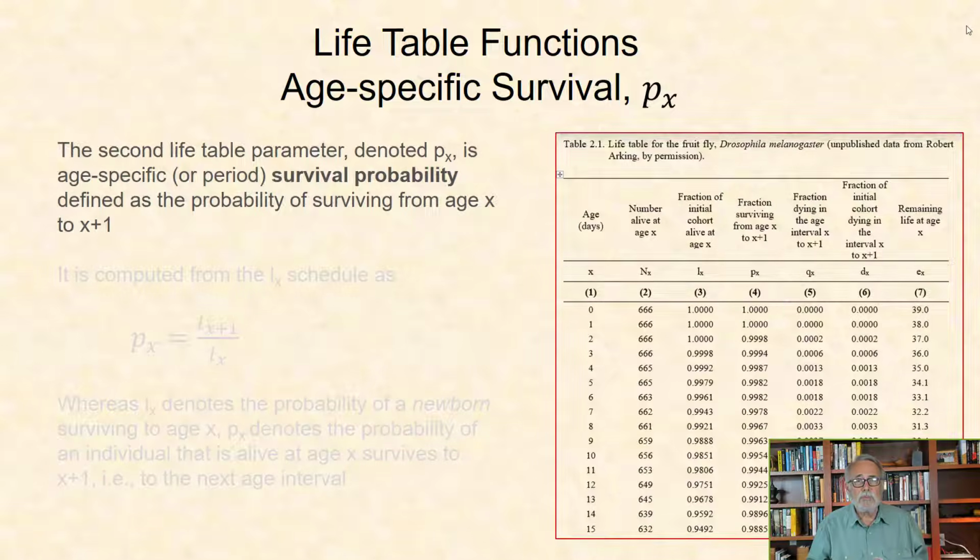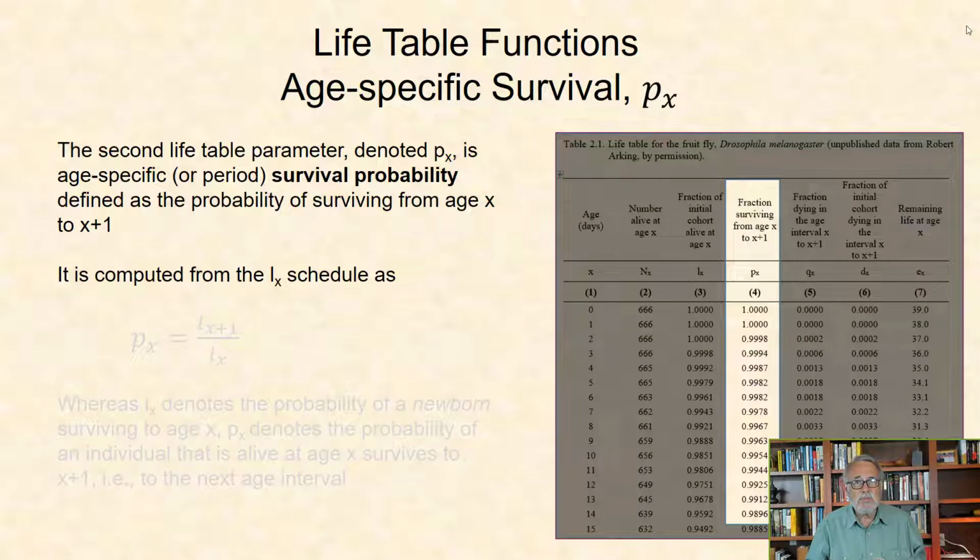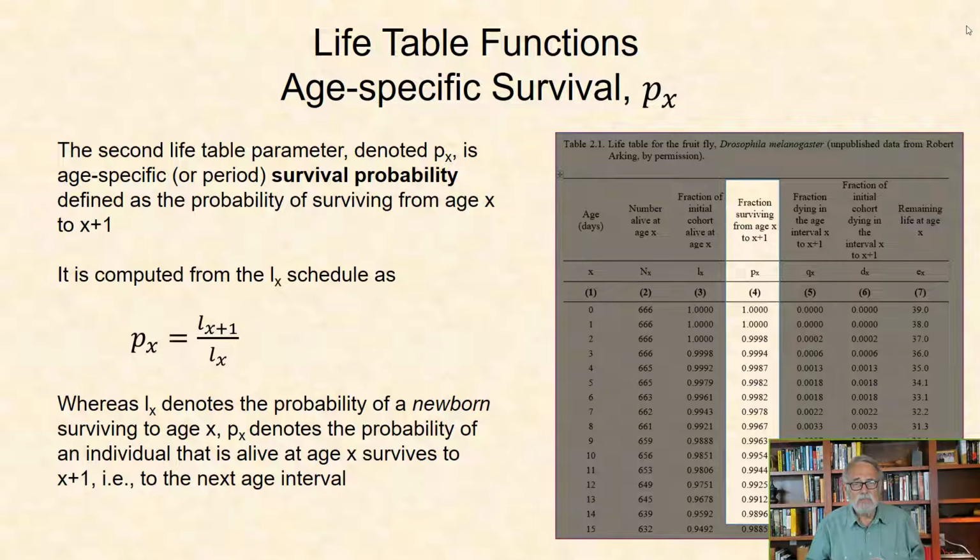The second life table parameter, denoted px, is age-specific or period survival probability, defined as the probability of surviving from age x to x plus 1. It is computed from the lx schedule as px equals lx plus 1 divided by lx. Whereas lx denotes the probability of a newborn surviving to age x, px denotes the probability of an individual that is alive at age x surviving to age x plus 1, in other words, the next age interval.